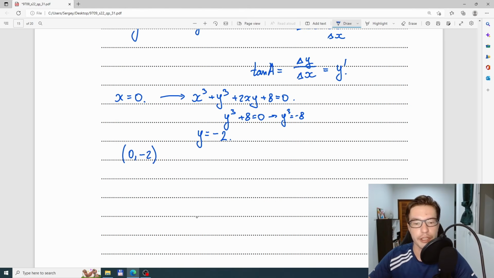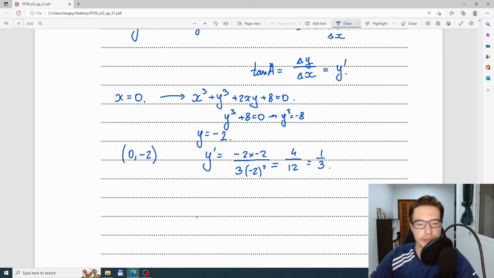Now, I want to know the derivative at this point. Substitute this point, and I will get minus 2 times minus 2 over 3 times minus 2 squared. So it becomes 4 over 12, or 1 over 3. And now I want to do the same for y equals 0.